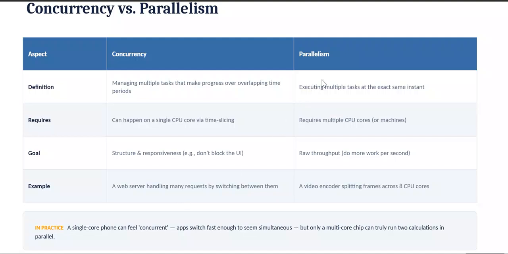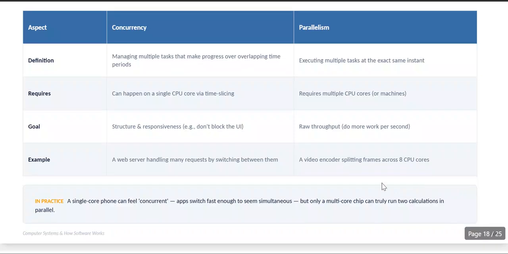Now, parallelism. Definition: executing multiple tasks at the exact same instant. Like I said, it requires multiple CPU cores or machines. The goal is raw throughput, doing more work per second. For example, a video encoder splitting frames across 8 CPU cores.